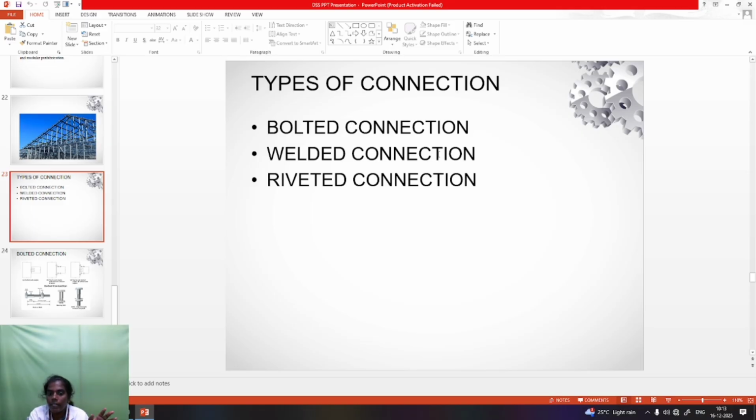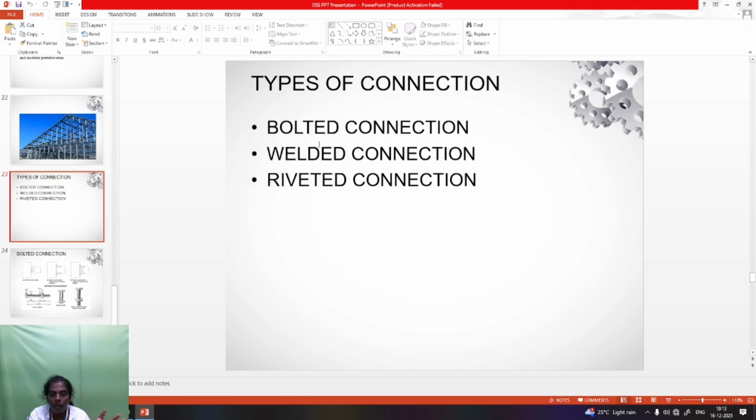Next, welded. Welded means heat is induced, and after that the connection is made between the plate and the steel member. So the second one is welded. Welded also produces heat, so it is a disadvantage compared to the bolted.